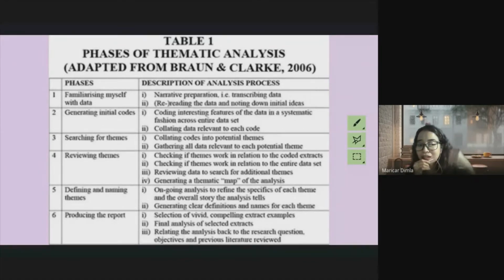Imagine, magta-transcribe ka ng sagot, ita-type mo ulit, i-encode mo yung mga sagot nila kasi baka mamaya, no, printed o hard copy yung ginamit na instrument. Good thing may Google Forms tayo, copy-paste na lang, no? Pero class, babasahin ulit yun, babalikan ninyo. Okay? For you to generate the thematic approach or the themes.